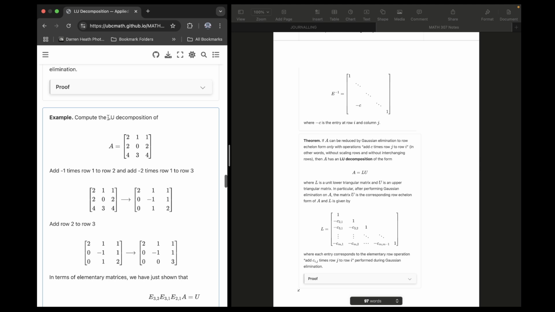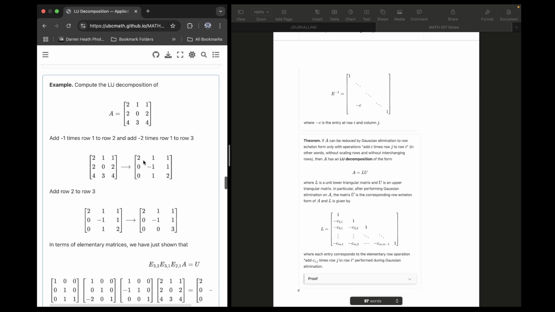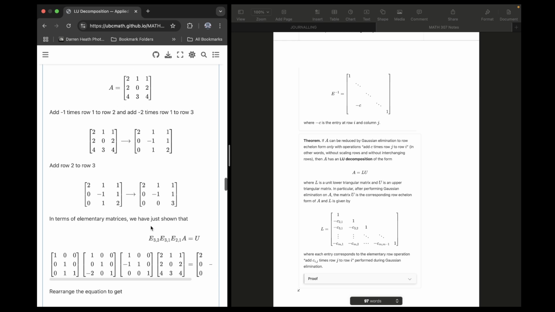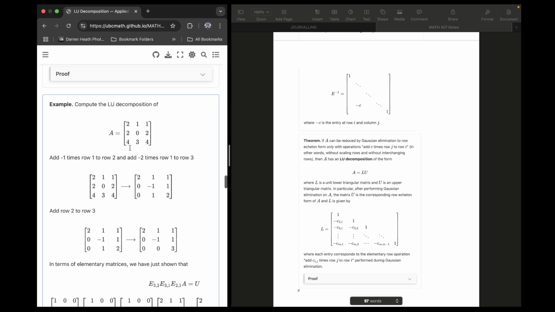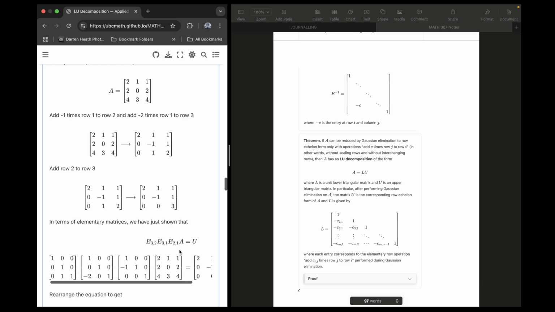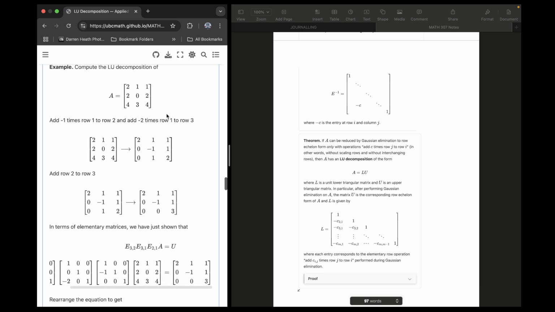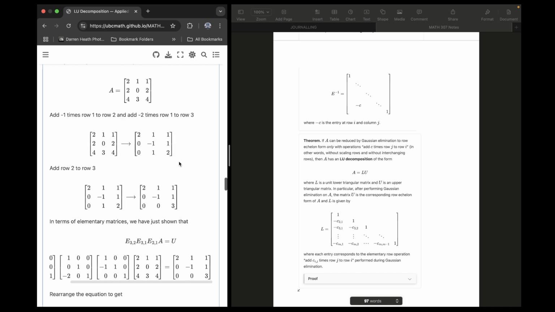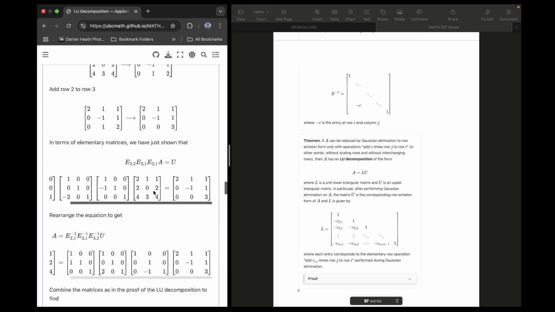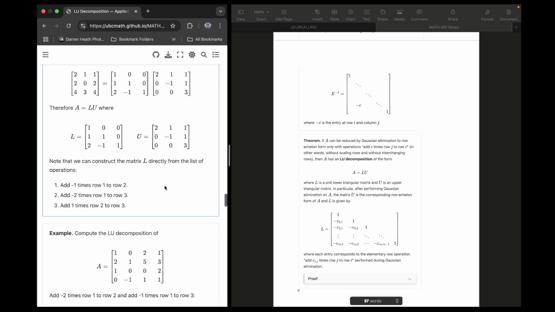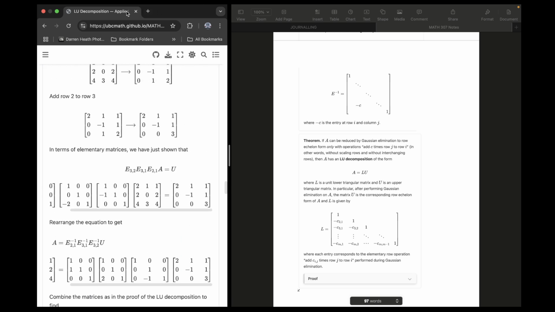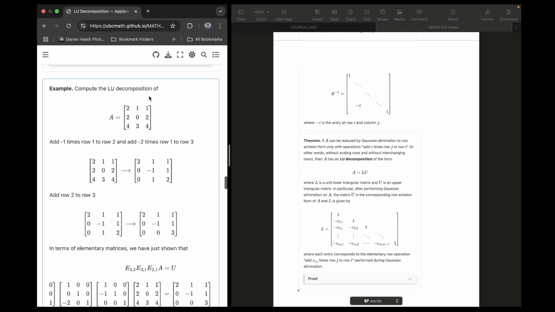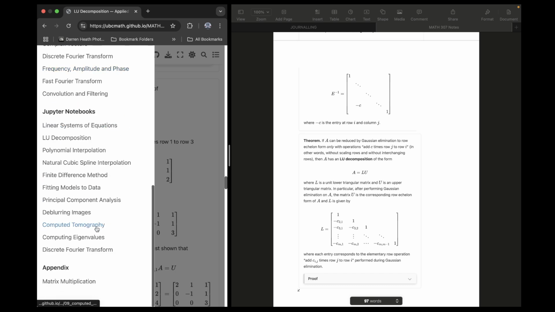Example, compute the LU decomposition of this matrix A, add negative. So, oh, so this is making the upper triangular matrix. Wait, I don't get this. I want to see how this.